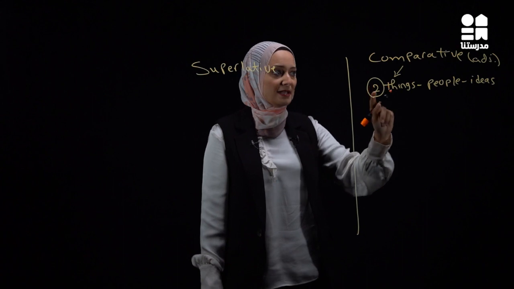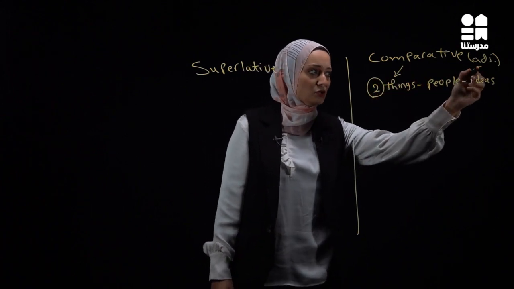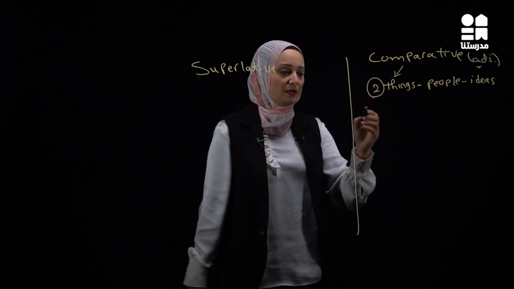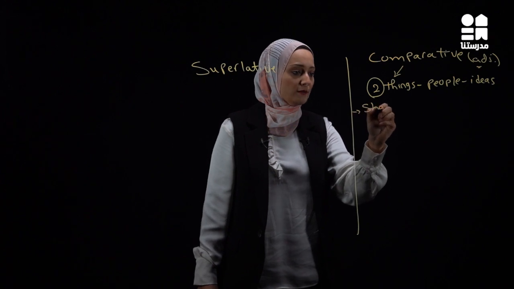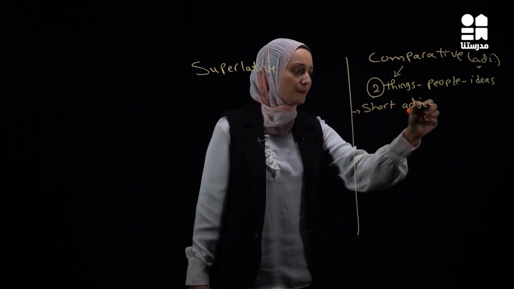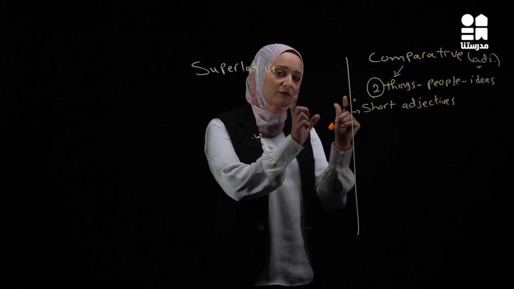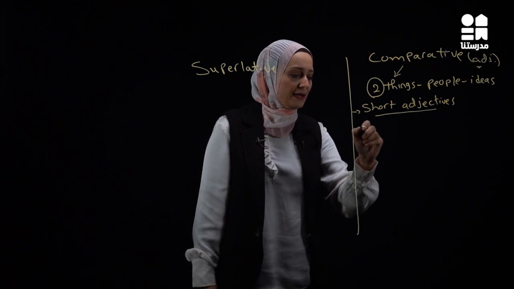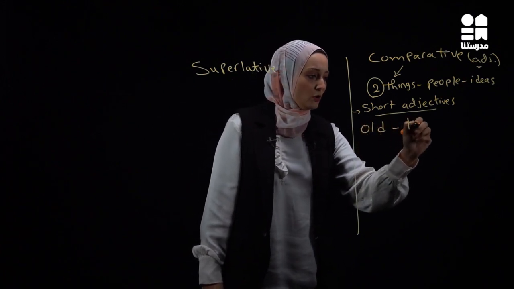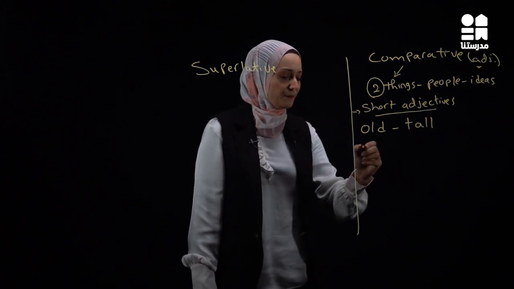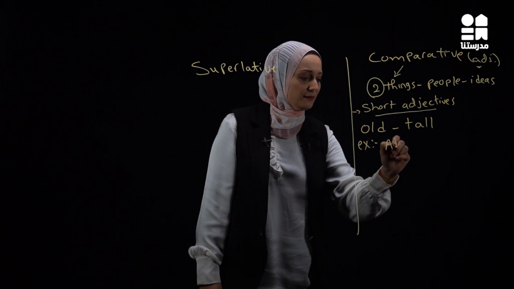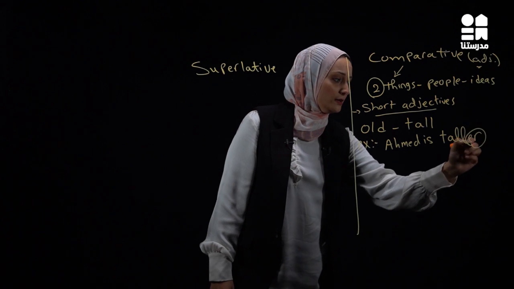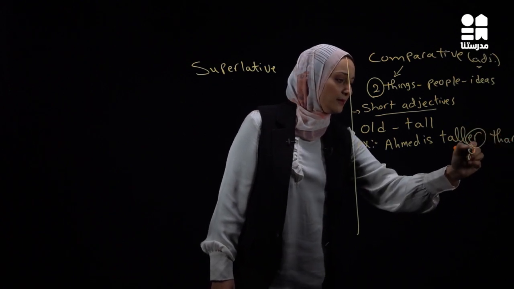How do I do that? إزاي بعمل كده؟ إزاي أعمل المقارنة باستخدام الadjectives اللي هي الصفات ما بين شخصين أو حاجتين أو فكرتين. Let's start with the short adjectives. لو عندي صفة short adjective شكله صغير ككلمة صغيرة. For example, I have old, I have tall. How do I do that? For example, Ahmed is taller than Muhammad.